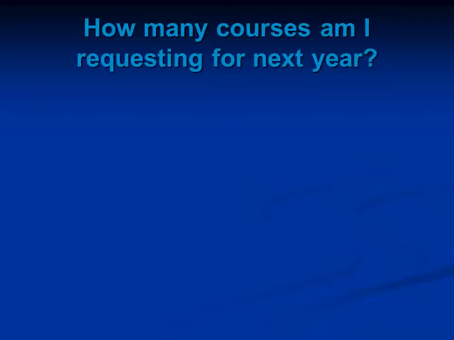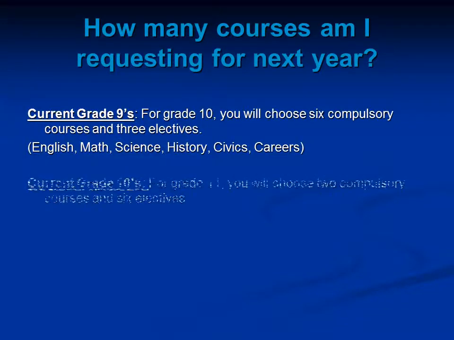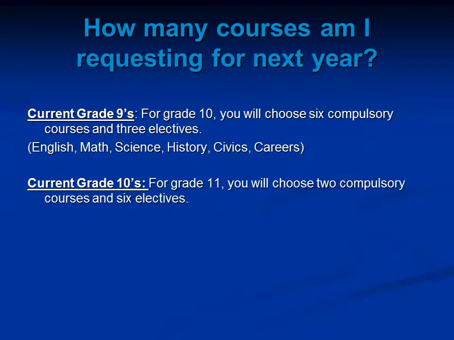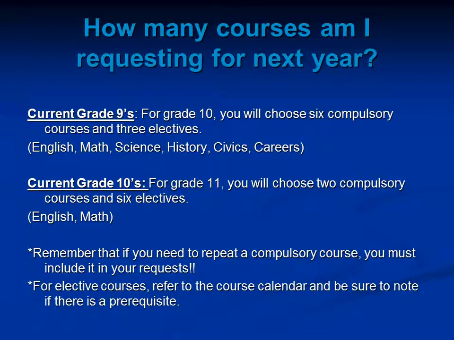How many courses am I requesting for next year? Current grade 9s. For grade 10, you will choose 6 compulsory courses and 3 electives: English, Math, Science, History, Civics, and Careers. For current grade 10s, for grade 11, you will choose 2 compulsory courses and 6 electives, the 2 compulsory being English and Math. Remember that if you need to repeat a compulsory course, you must include it in your course requests.